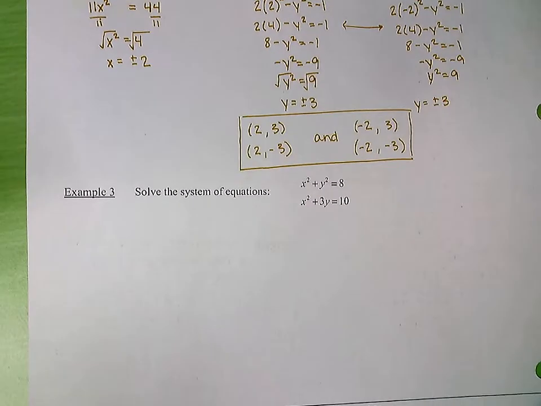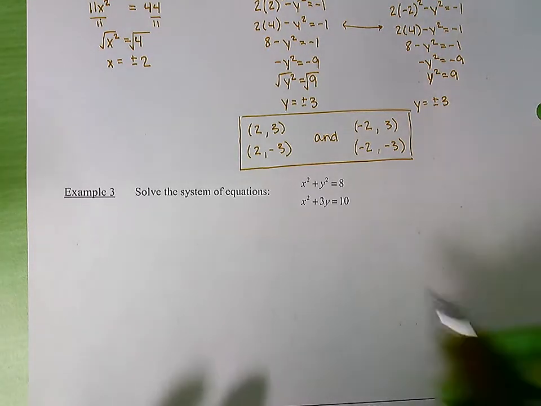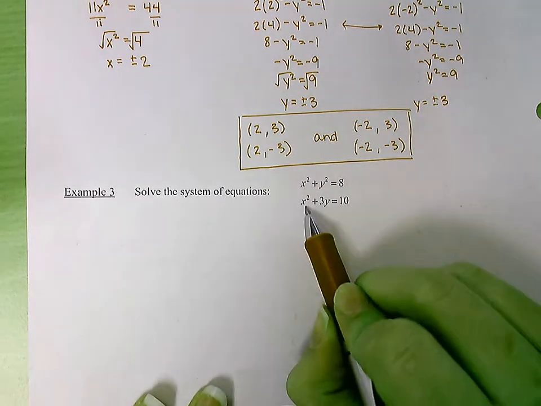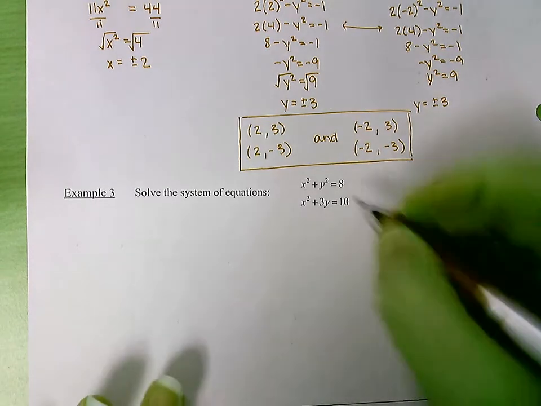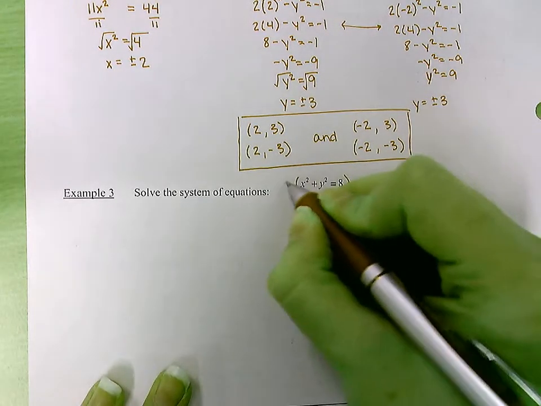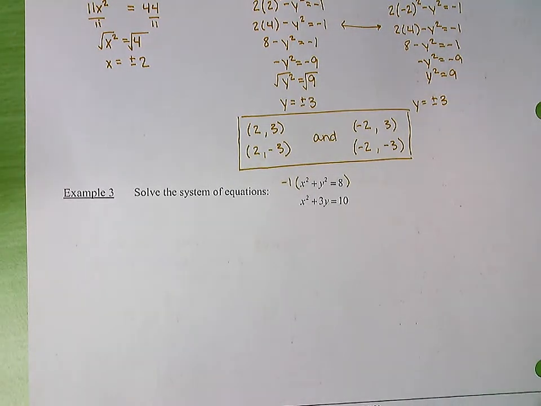Okay, then I'm going to get started on example 3. So again, we're solving a system. I want to eliminate one of my variables. I'm going to eliminate my x squareds this time, because both of them are already x squared, right? So I just need to multiply one of these by -1, and I'm just going to choose the top one.